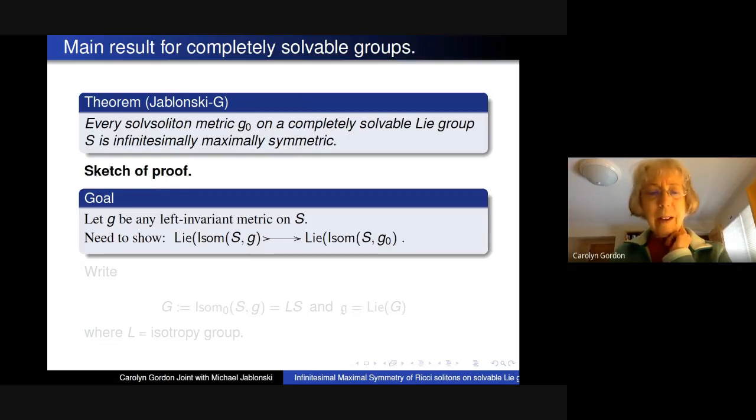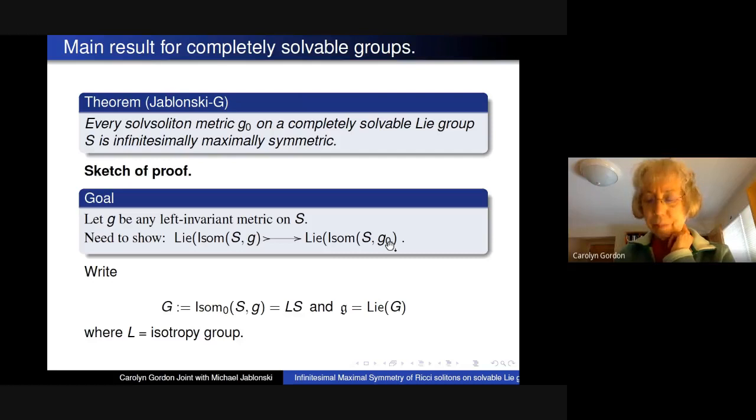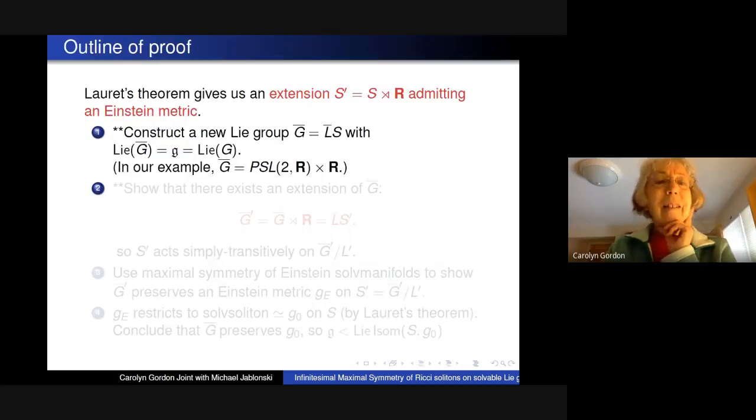And so let capital G be the isometry group of our arbitrary metric G. Write it as L times S, where L is the isotropy group and S is your solvable Lie group acting simply transitively. And fraktur g will be the Lie algebra of the isometry group. So what we need to show is that it is contained in the Lie algebra of the isometry group of G naught. So here's an outline of the proof.